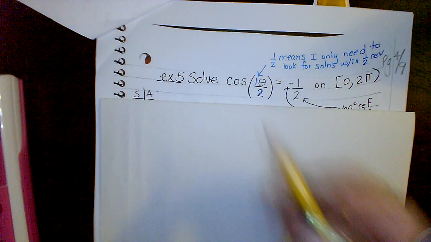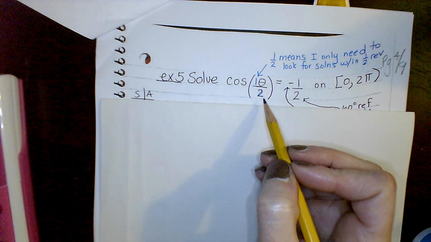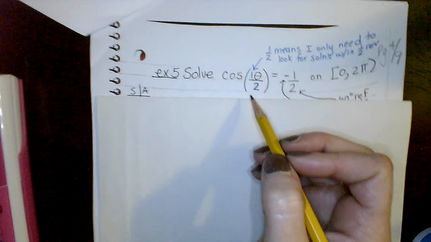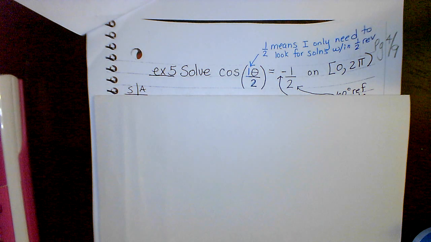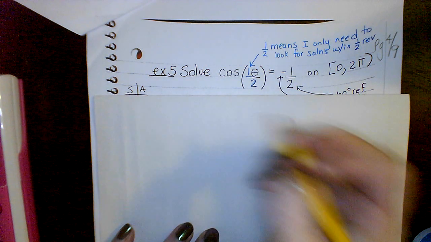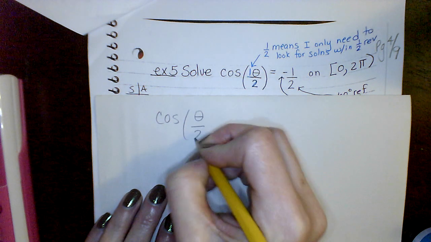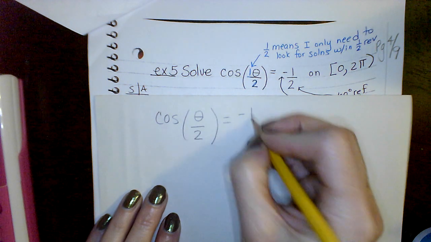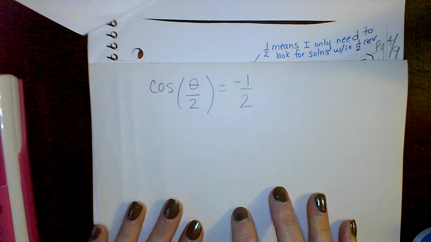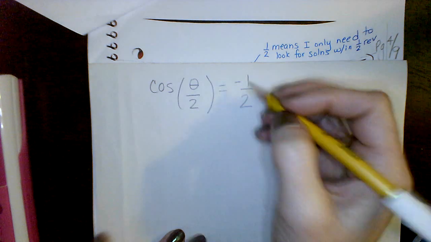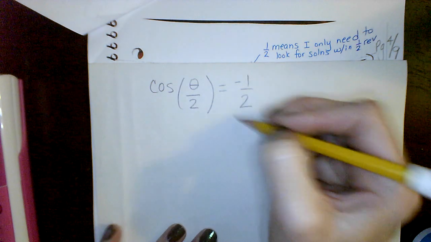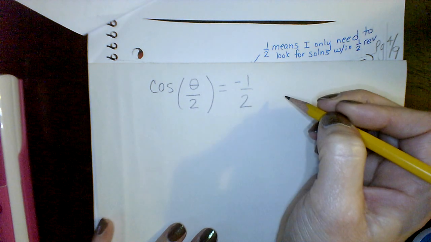So this one is cosine of theta over 2 equals -1/2. Now I've already worked this one out. So cosine theta over 2 equals -1/2. I'm hoping that this -1/2 right here is telling you a lot of good stuff.